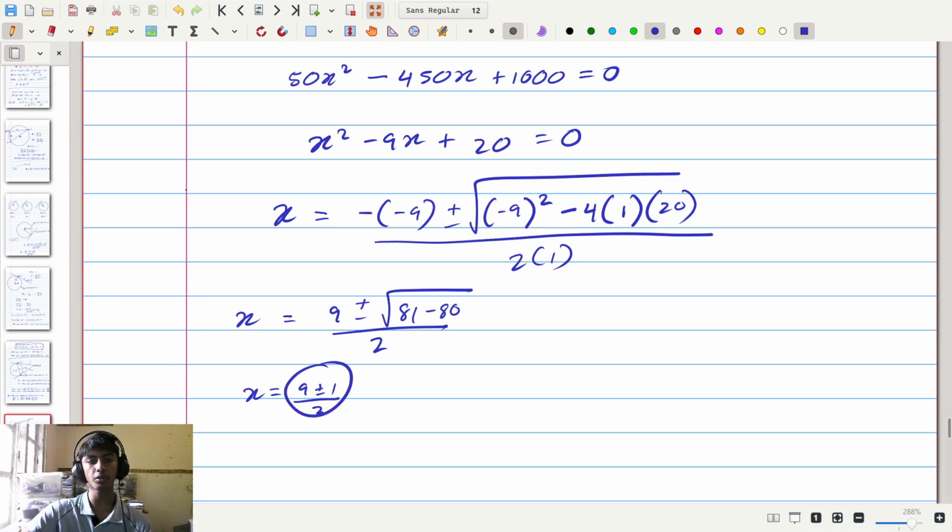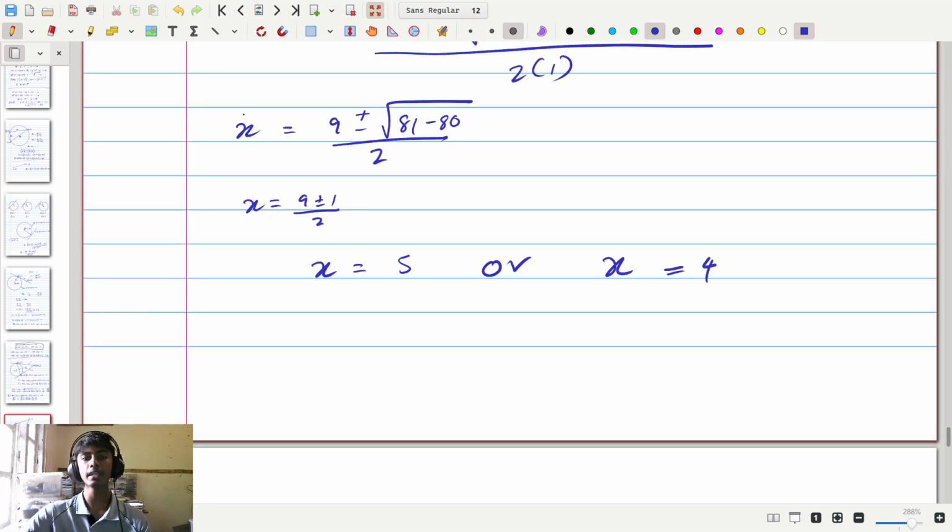The first value we're going to take is the plus case. The plus case, x is equal to 9 plus 1 divided by 2, so 10 divided by 2, which is 5. Or the second case where we have minus, so we have 9 minus 1, which is 8, divided by 2, which is 4. So we have x equals 4.